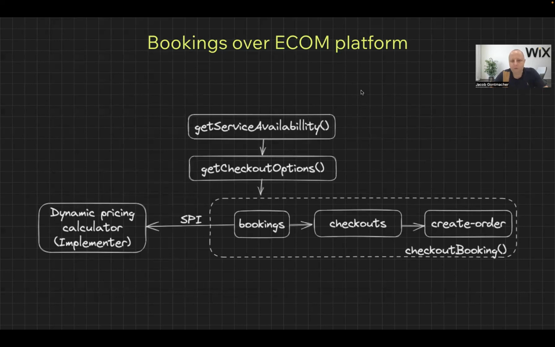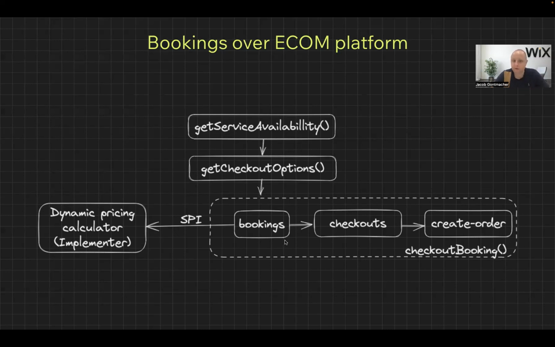So API-wise, what we did in this demo, we used the get service availability, then we used the get checkout options to get the available payment options, and then we called the checkout bookings. Now, on the ECOM platform, there are three things that happen behind the scenes on the checkout booking.